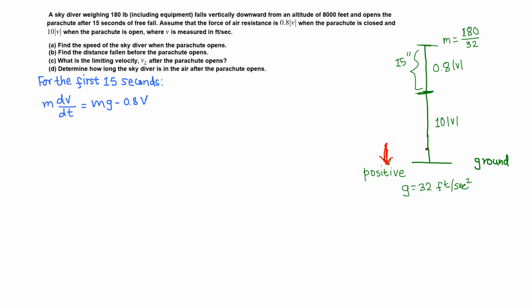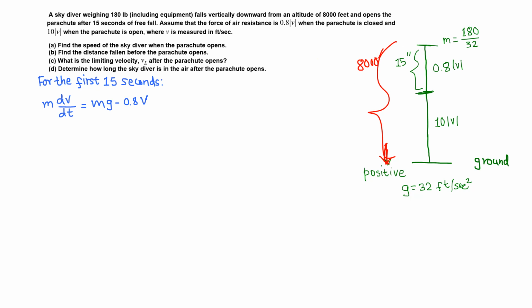There are two parts of the motion. For the first 15 seconds, there is air resistance of 0.8 v, and for the second part, when the parachute is open, there is greater air resistance, 10 v. The total height here is 8,000 feet.